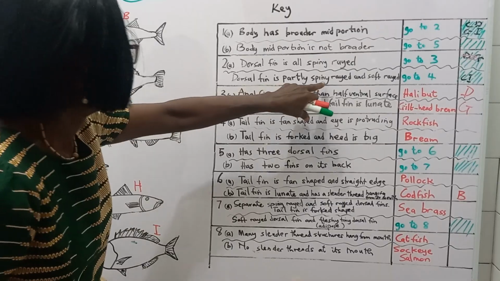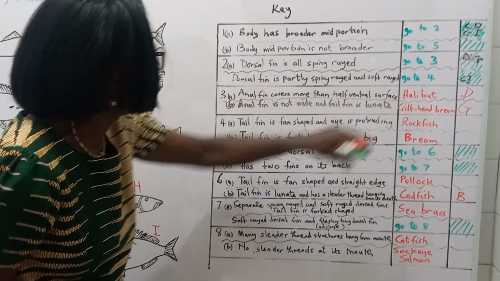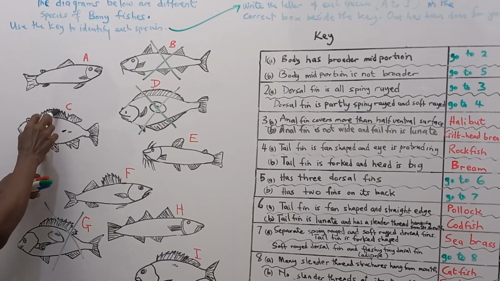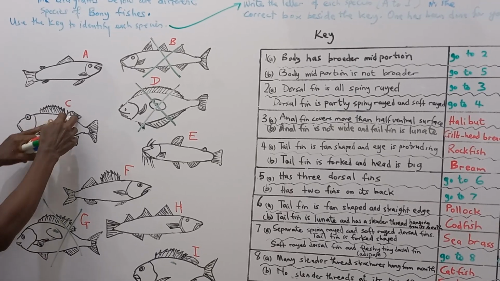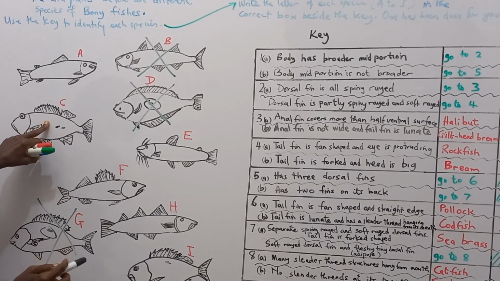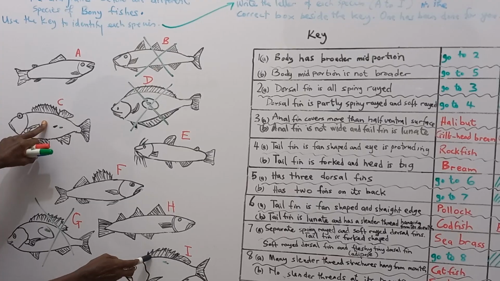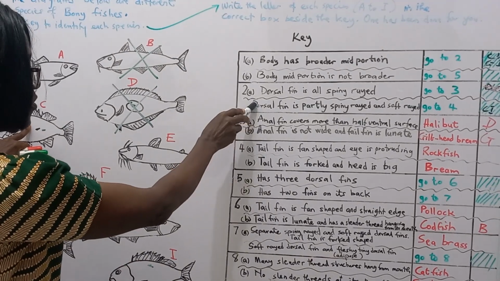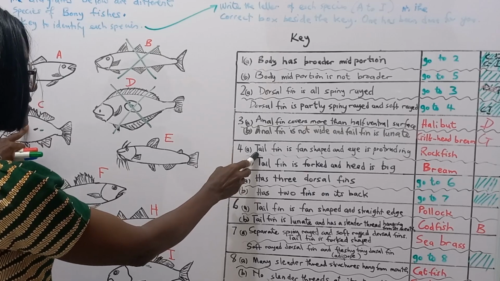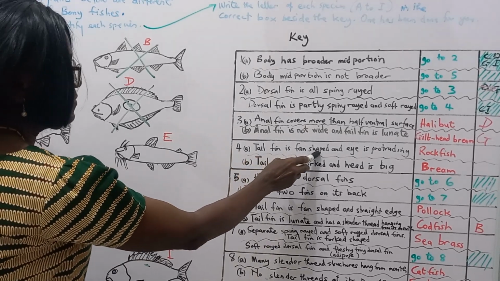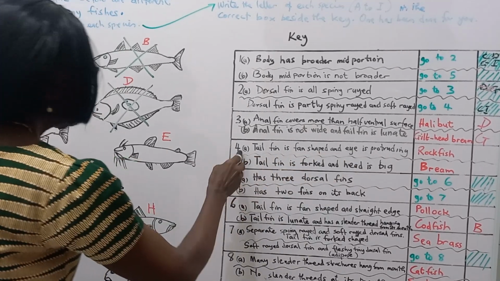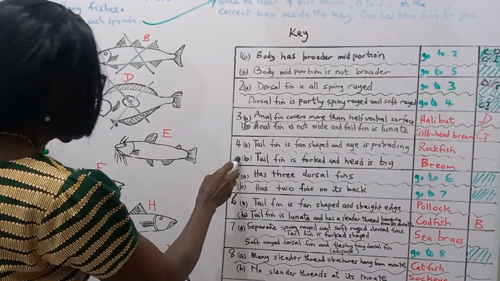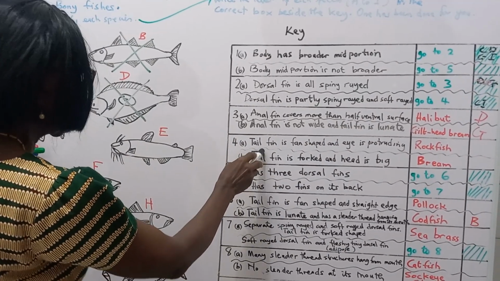Dorsal fin is spiny rayed and soft rayed. We are looking at C. Look, dorsal fin is spiny rayed here and soft rayed here. That's C. How about I? It also has the same dorsal fin, spiny rayed and soft rayed here. We are supposed to go to 4. So 4 tells us tail fin is fan shaped and eye is protruding. We are working with C and I, and we are looking at tail fin is fan shaped.